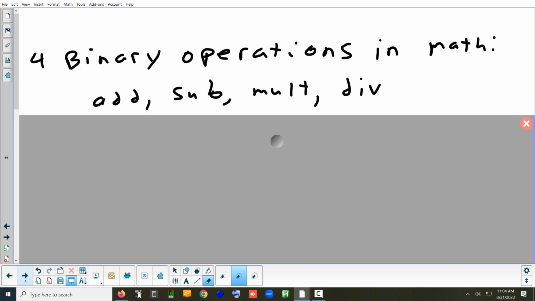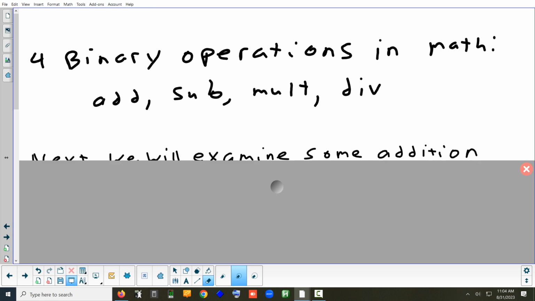So there are 4 basic operations in math that take 2 numbers to make it work. Add, subtract, multiply, and divide. Square root would not be considered a binary operation because you don't plug 2 numbers into a square root. You put 1 number into the root. Okay, but all of these operations take 2 numbers.